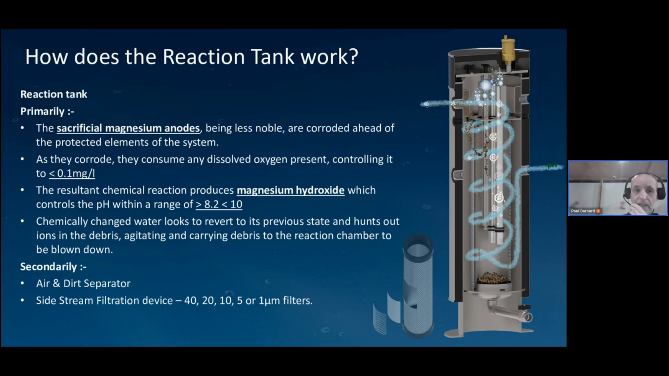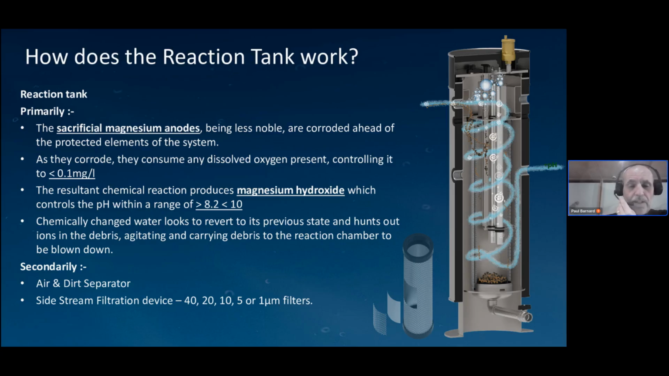Generally speaking, as we chemically change water by adjusting dissolved oxygen and pH, water wants to return back to its original state, so it can hunt out any debris, any corrosion that might have taken place around the network, and we'll bring that into suspension over a period of time. And so our unit's secondary function is it will act as a side stream filtration device as well. So it's got a micron basket in there to filter any particulate out.